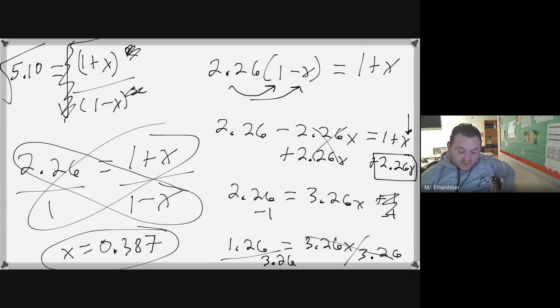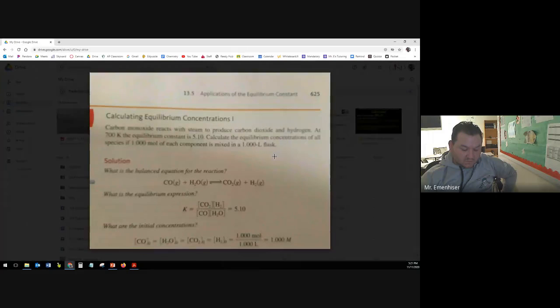Okay. So we know that the change in the concentration is 0.387. So let's go back to our rice table. I'm going to erase in 3, 2, 1. Or not. There we go.